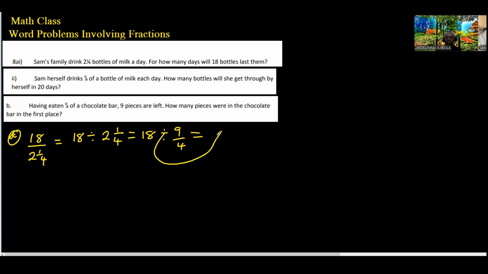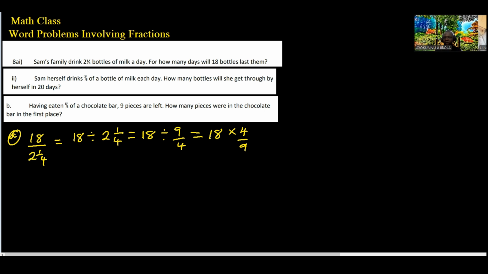Okay. Whenever you're dividing fractions, you change the division sign to multiplication so that you can multiply with the reciprocal. That is the inverse of this: 4 over 9 instead of 9 over 4. So we're going to change this division sign to multiplication. Then we will not multiply by 9 over 4. Instead, we will use 4 over 9. Is that clear? Yeah. So we have 18 times 4 over 9.